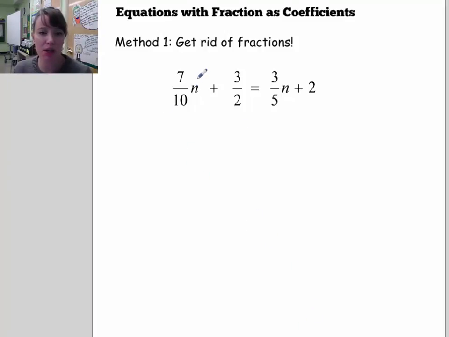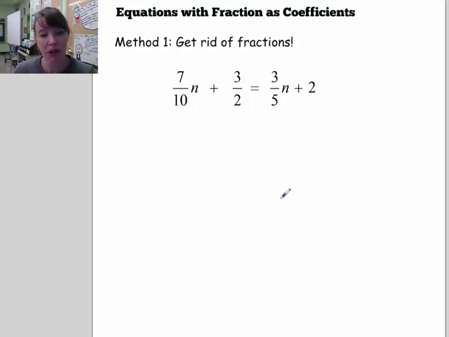So here we see that we're trying to solve this equation, and our variable is n. We have the same variable, we have terms with n on both sides. So we're going to have to use strategies that we used yesterday to get rid of the variables on one of the sides here. But the coefficients here, as well as one of the constants, they're fractions, right? And so this is one of the 8th grade skills that we're going to have to learn to deal with. And so I'm going to go over 2 methods of solving equations that have fractions as coefficients.